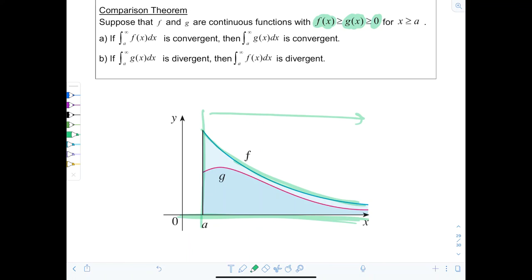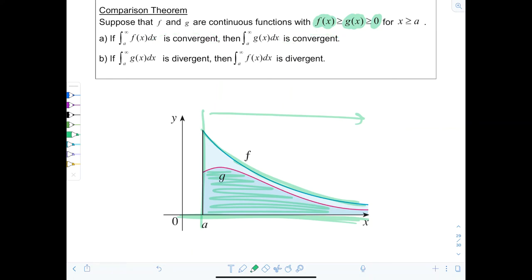And that should make sense because remember, that integral represents the area underneath the curve, right? And if g is bounded by f and the x-axis, then it has to have less area underneath the curve. So if f converges, g has to converge as well, because it will also sum up in a way where the limit approaches a finite number.